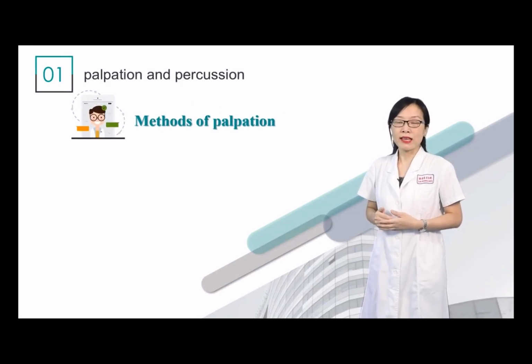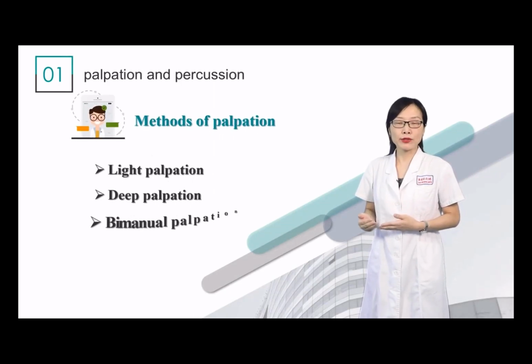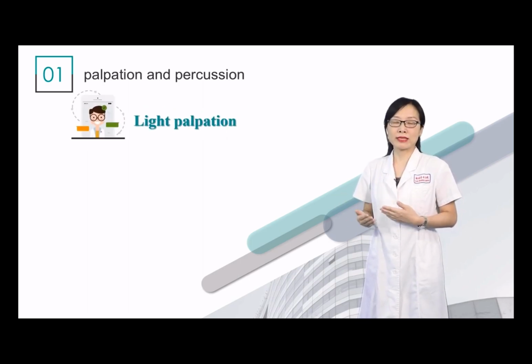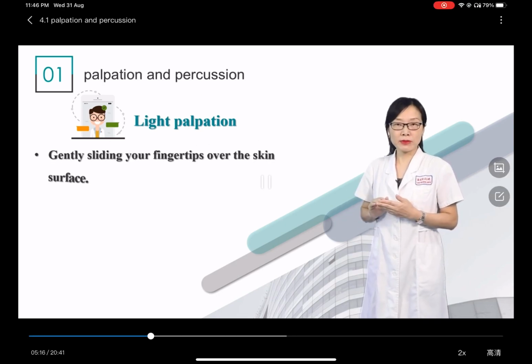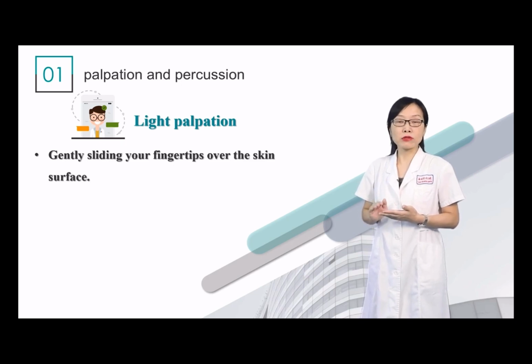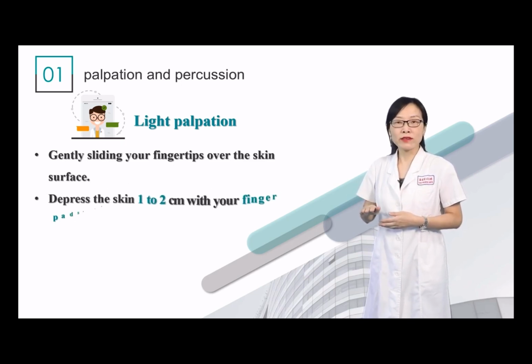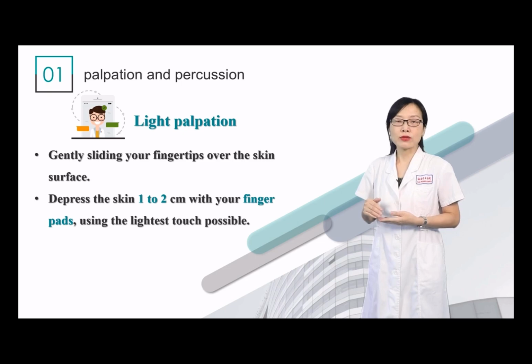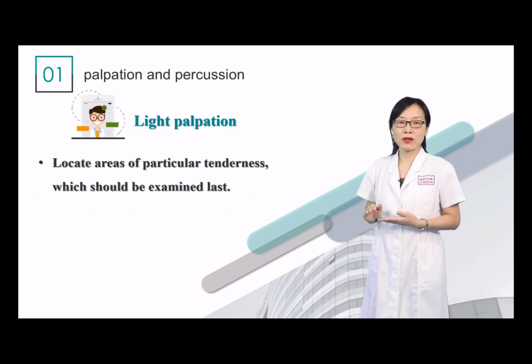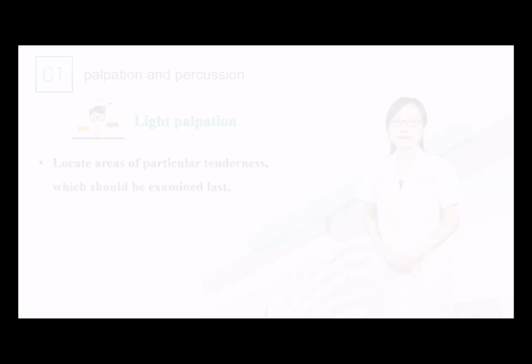Methods of palpation include light palpation, deep palpation, and bimanual palpation. We always begin palpation with a light touch. Our sense of touch is most acute when lightly applied, and the patient will be put at ease. Gently sliding our fingertips over the skin surface will often detect subtle or mobile masses that are undetected by forceful palpation. Depress the skin 1 to 2 centimeters with our finger pads, using the lightest touch possible. We will also locate areas of particular tenderness, which should be examined last.